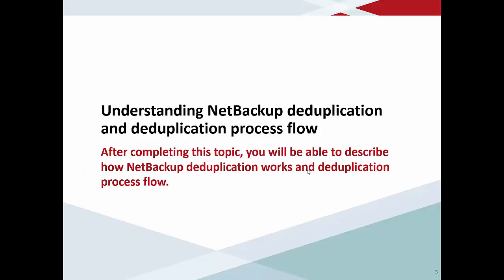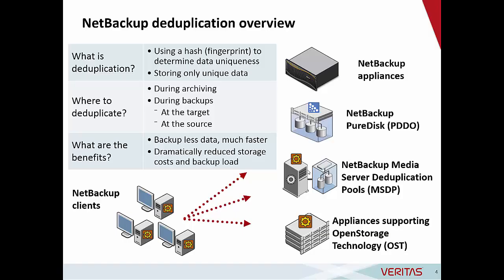We'll begin with an overview of how NetBackup deduplication works and a look at the deduplication process flow. Deduplication is the elimination of redundant data from backup storage. Deduplication uses a hash algorithm to provide data with a unique identifier, and that algorithm provides the ability to prevent the data from being stored multiple times while still allowing the data to be restored when necessary. These algorithms produce what's usually referred to as a fingerprint for each individual piece of data.